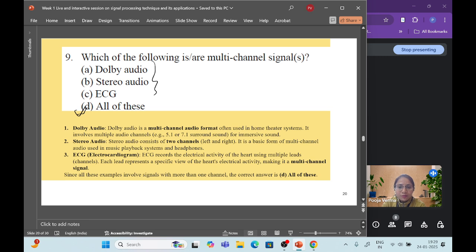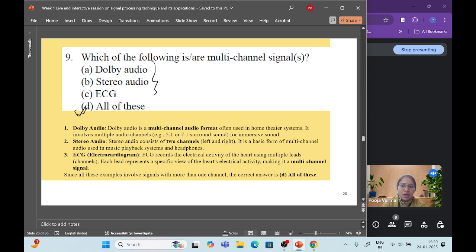So what is Dolby audio? Dolby audio is basically used in home theater and it comes from multiple channels, for example 5.1 or 7.1 sound. So that is coming from multiple channels. That means Dolby audio is a multi-channel signal, and the same for stereo audio. Stereo audio has two channels, left and right. For example, your headphones also have left and right channels. So it also comes from more than one channel, so we can take it as multi-channel. And the next is ECG.